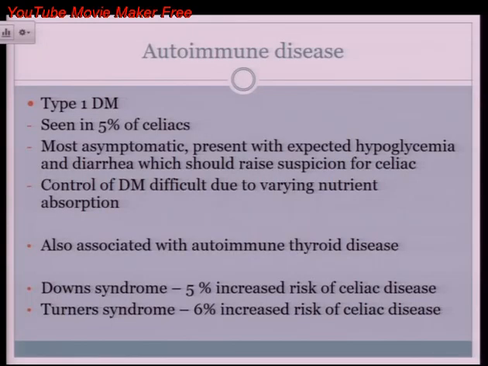Autoimmune diseases, diabetes and hypothyroidism are also associated with celiac disease, and specifically type 1 diabetes. And this is also a very important association, and we see that from time to time in our clinics. Down syndrome and patients with Turner syndrome have increased risk of celiac disease.